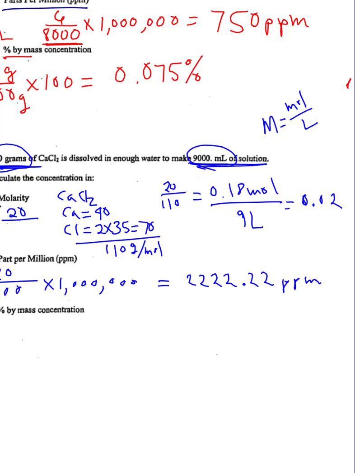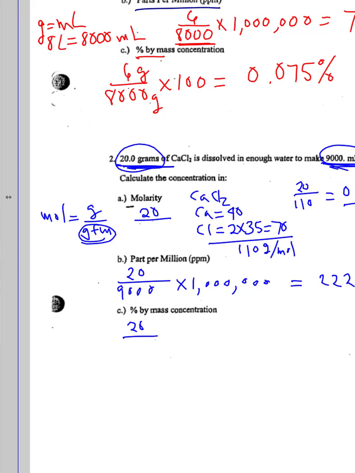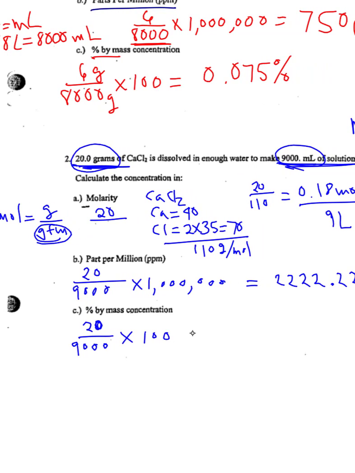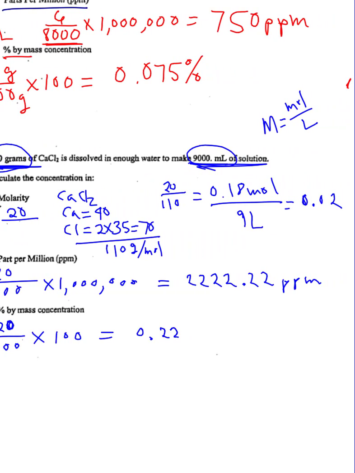Okay. Down here in our percent by mass concentration, similar setup. It's going to be 20 divided by 9,000 times 100, which means we are going to be 0.22% for our answer.